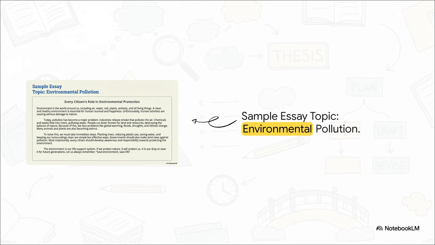Now for the first body paragraph. Today, pollution has become a major problem. Industries release smoke that pollutes the air. Chemicals and waste flow into rivers, polluting water. People cut down forests for land and resources, destroying the balance of nature. Because of this, we face problems like global warming, floods, droughts, and climate change. Many animals and plants are also becoming extinct.